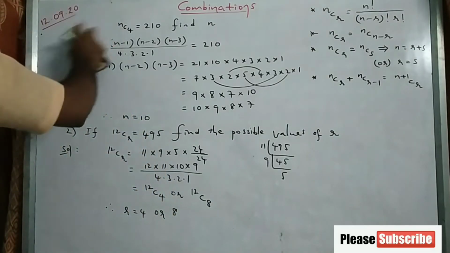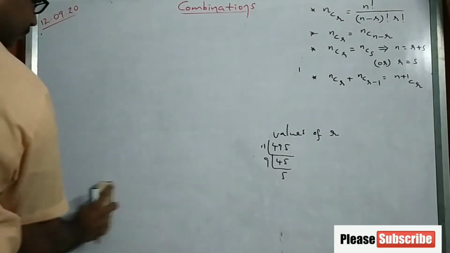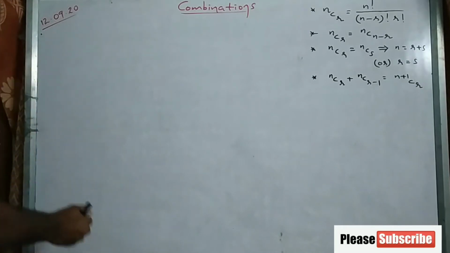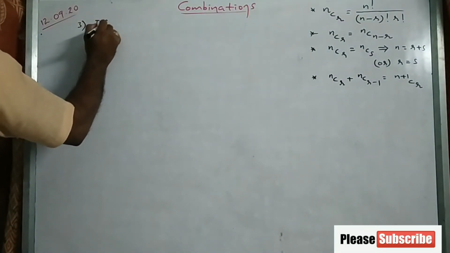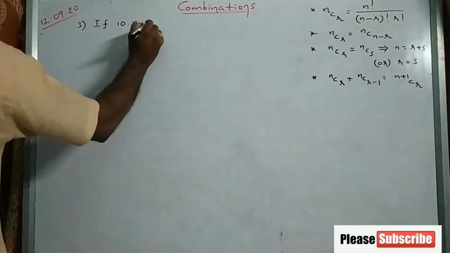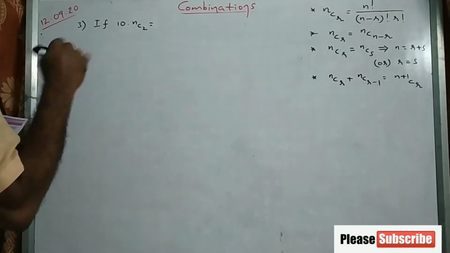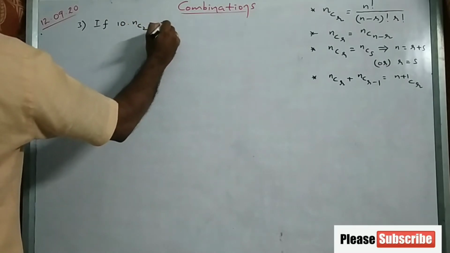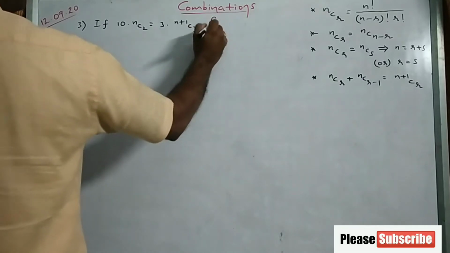Okay? Third one. If 10 into nC2 is equal to 3 into (n plus 1)C3, then find n.